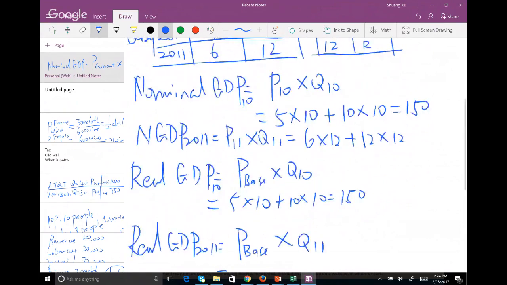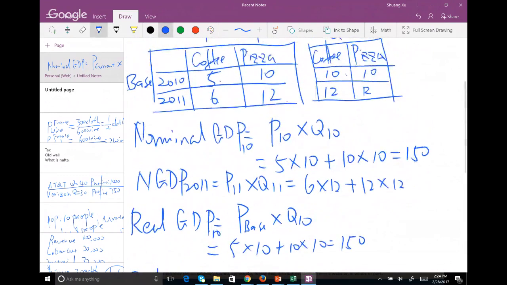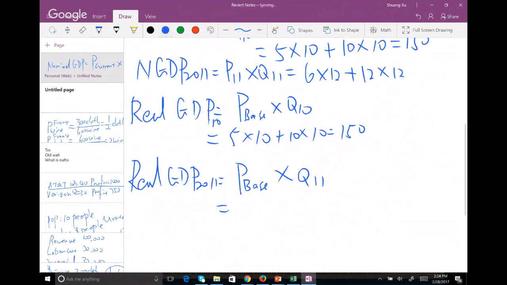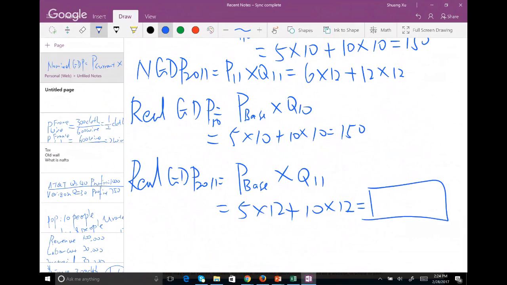So for pizza, our price for 2010 will be $5, and for coffee it's $5, pizza $10, and this is the quantity for 2011. So 5 times 12, and then 10 times 12. So real GDP will be 5 times 12 plus 10 times 12. And once you finish, this answer will be your real GDP.